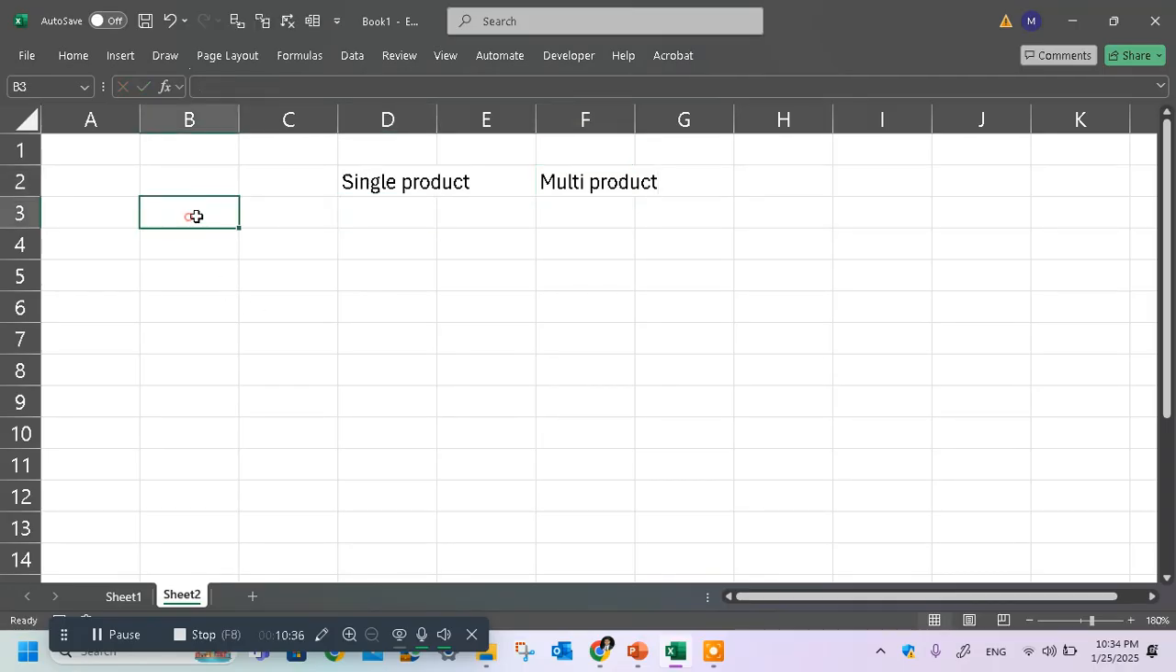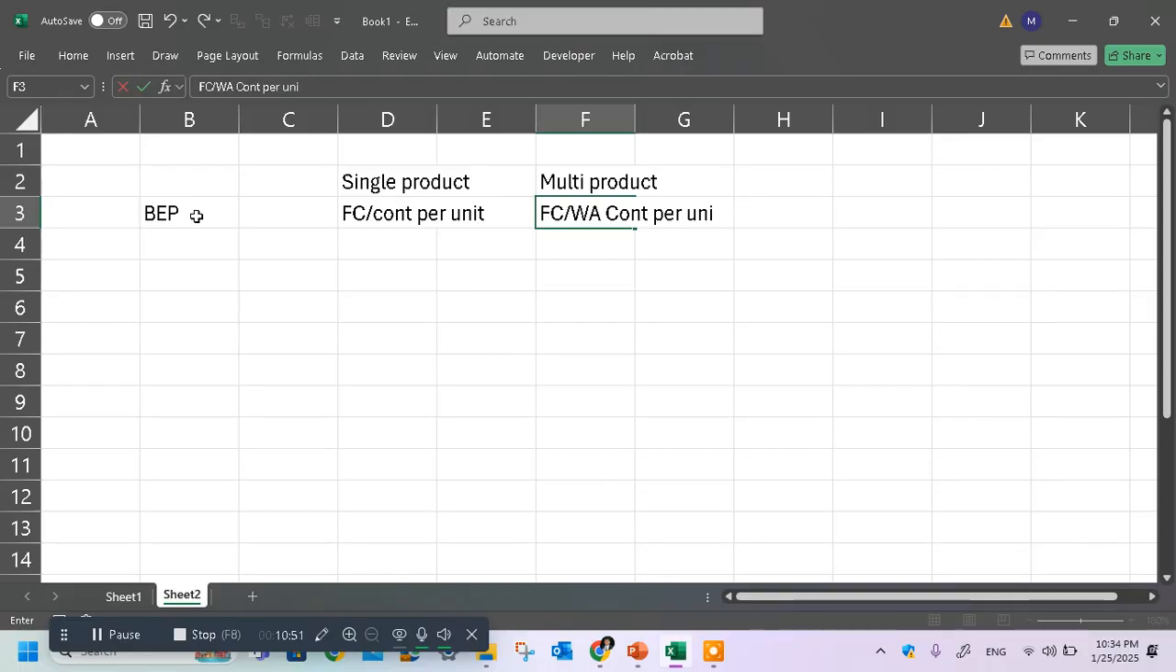Break-even point. What's the formula? Fixed cost divided by contribution per unit. Multiple product, fixed cost divided by weighted average contribution per unit. Break-even value. What's the formula? Fixed cost divided by CS ratio, contribution to sales ratio. Here, fixed cost divided by weighted average CS ratio.